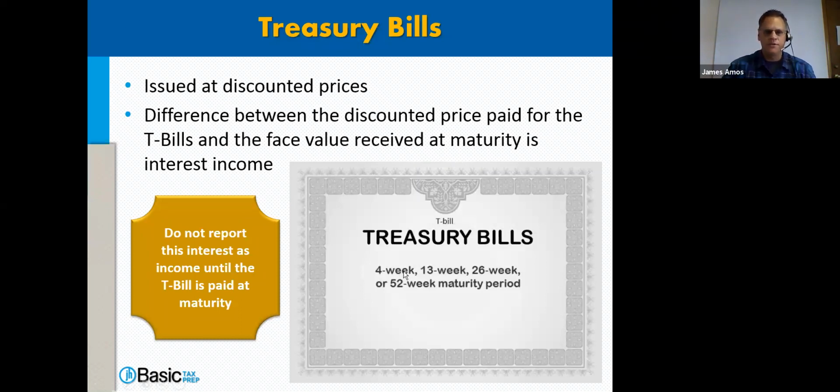At what time? Well, some of them are as short as 4 weeks, like you see on the screen, 13 weeks, 26 weeks, or 52 weeks. You notice all of these are shorter than a year. Treasury bills are a year or less. All treasury bills are a year or less. If they're longer than a year, they're not a treasury bill. So you buy it on one date, and you sell it back 13 weeks later for a higher amount. That additional amount you get back is interest, and you put that on your return.